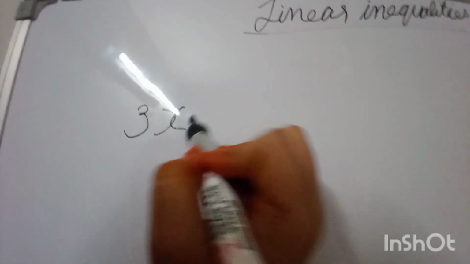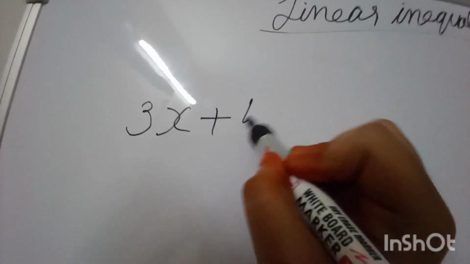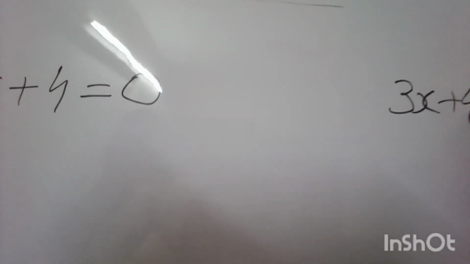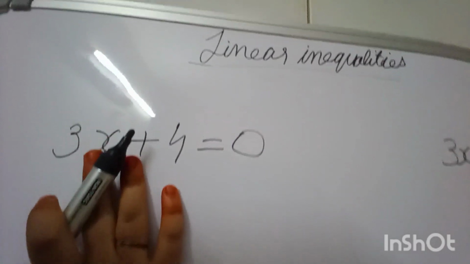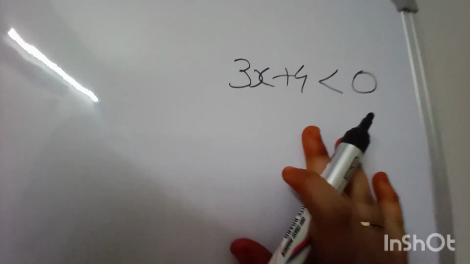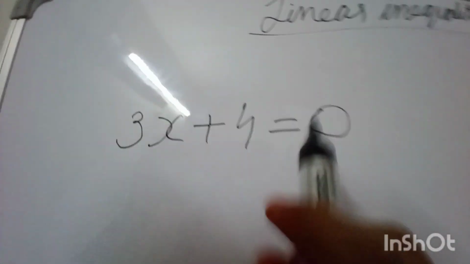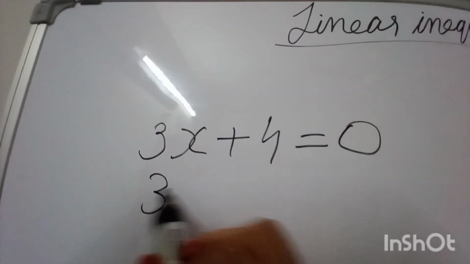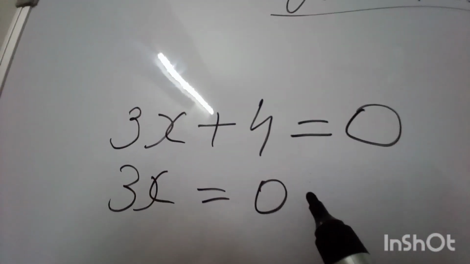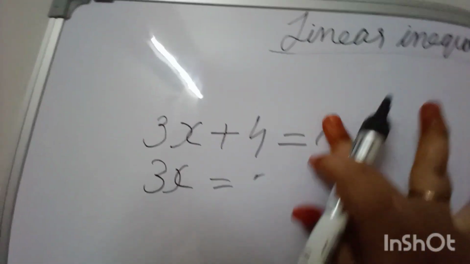So now I will be giving you two equations and we have to solve for x. First example is 3x plus 4 is equal to 0. And here 3x plus 4 is less than 0. Now how are we going to solve? Here we have a linear equation, here we have a linear inequation. So first let us solve the linear equation because this method we know easily. So 3x is equal to 0. Okay, let's not take 0 because with 0 the answer will be very easy.